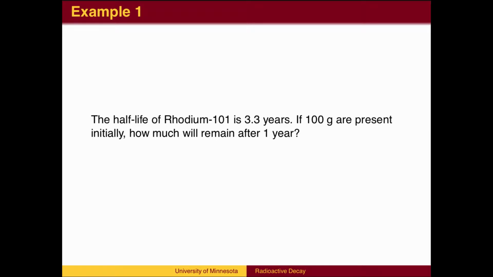Here is an example. The half-life of rhodium-101 is 3.3 years. If 100 grams are present initially, how much will remain after 1 year?